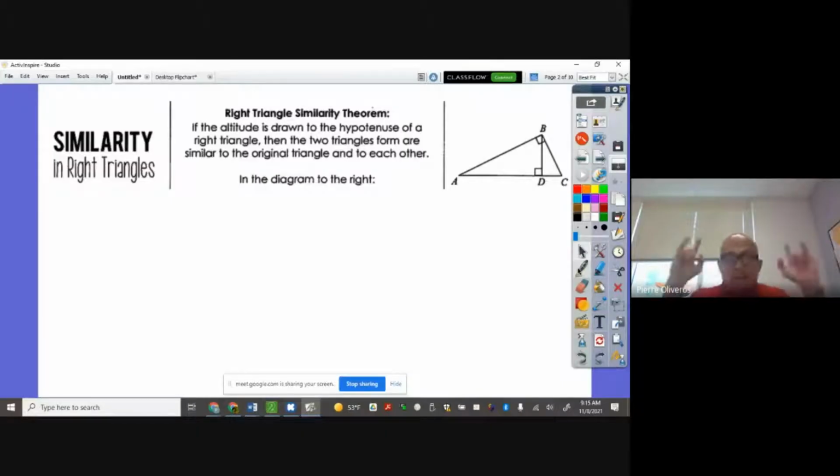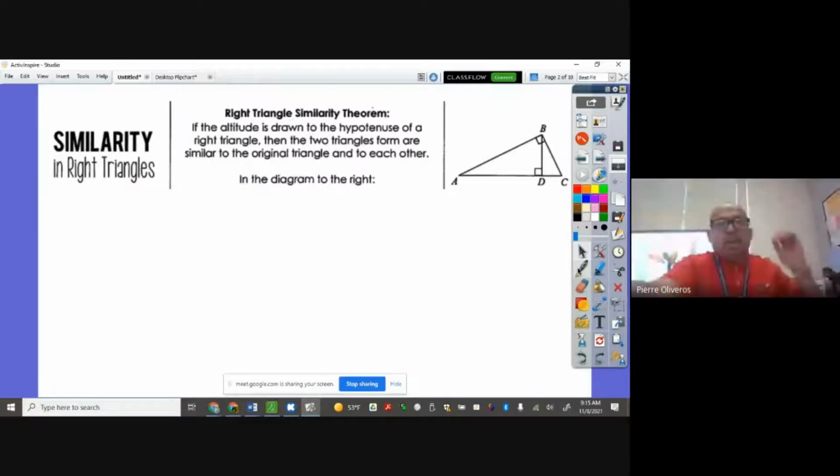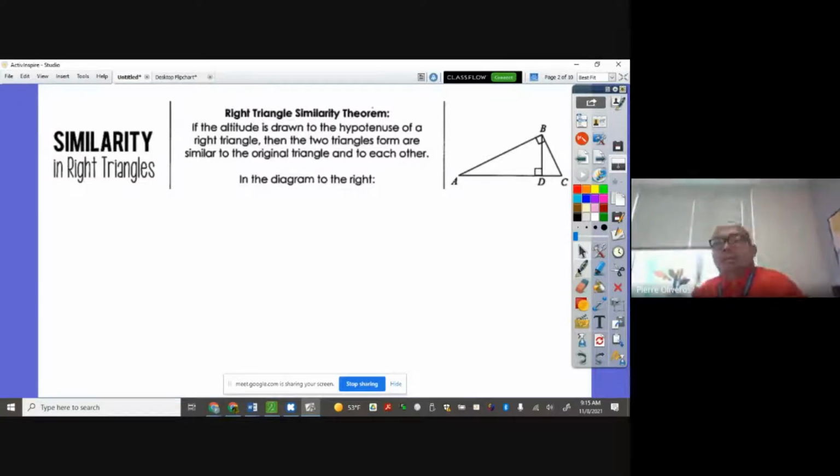Yo, this is Mr. O, and today we're going to learn about similarity in right triangles and geometric mean. Let's go ahead now. Right triangle similarity theorem: if the altitude, the height, is drawn to the hypotenuse of the right triangle, so if this is our right triangle here, and the altitude is drawn towards the hypotenuse of that original right triangle, then the triangles are similar to the original triangle and to each other.